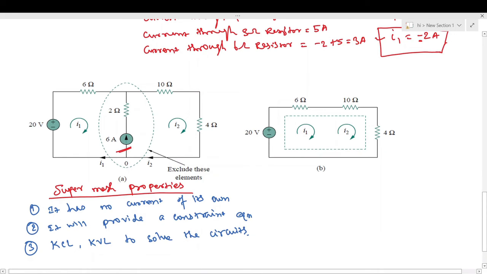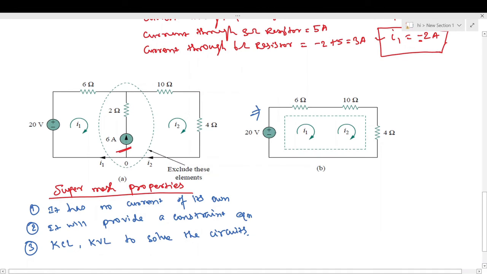To solve these kinds of super mesh circuits, we need to remove the current source and the resistors or any other element which is connected in series with the current source, because to apply the KVL we need to know the voltage across the current source. At present we don't know the value of the current source, so we can remove this and redraw the circuit like this.